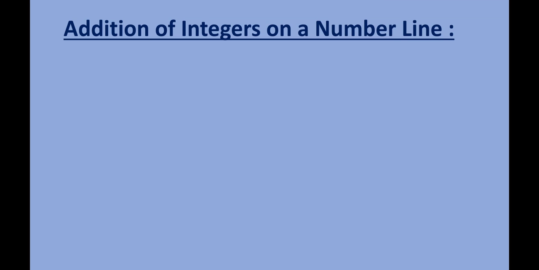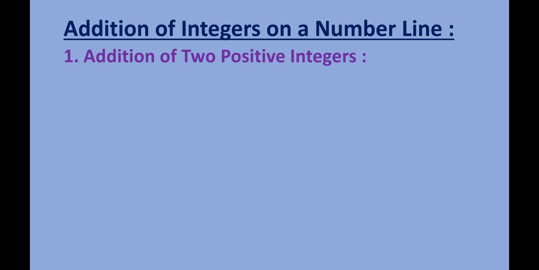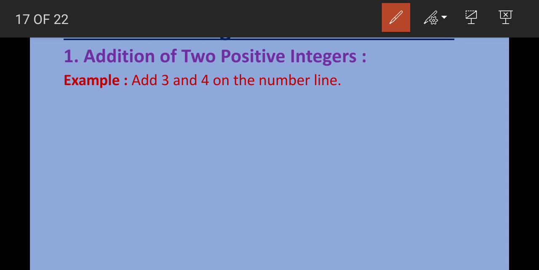Now come to addition of integers on the number line. Here we'll discuss how to add two integers on the number line. So there are the same 4 types. First one is addition of two positive integers. Here you have to add 3 plus 4. We have to add 3 plus 4 on the number line.